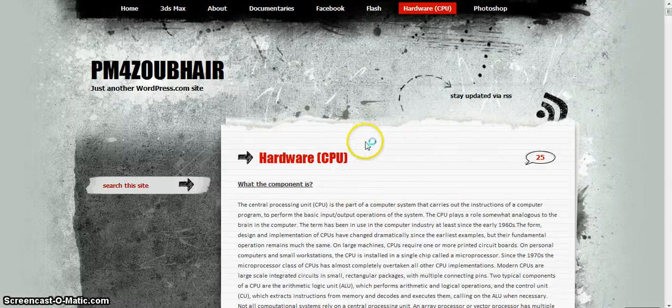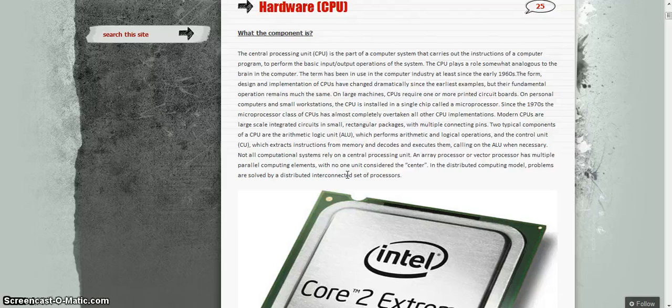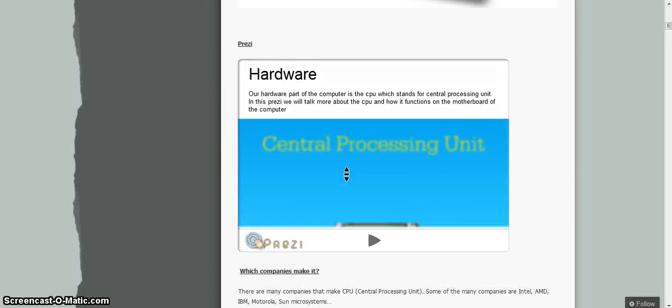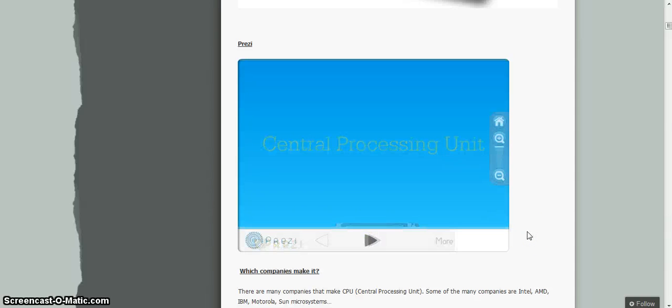This is our hardware unit where we learn about the different components of a computer and what they do and how they're made. This is a Prezi of all the information on the CPU, and it was a group project.